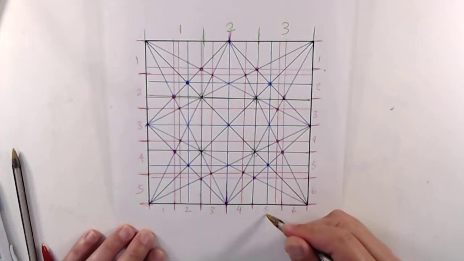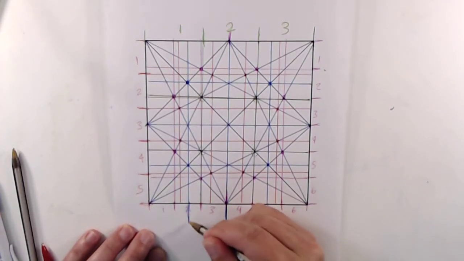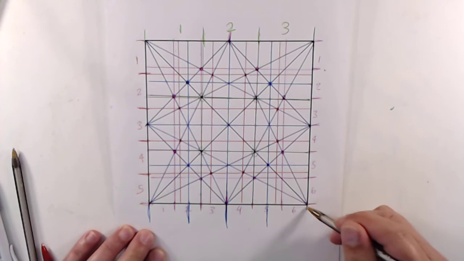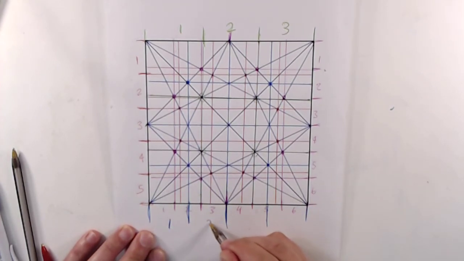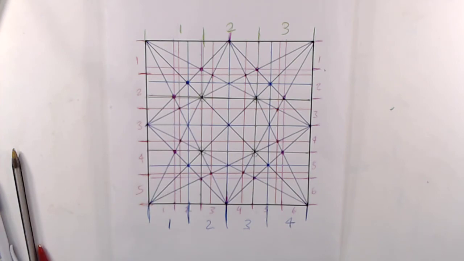So let's do those down here. 1, 2, 3, and 4. So it shows you an easy way to be able to evenly divide up your parallelograms without having to do any kind of math. All you need is a ruler and a pen.